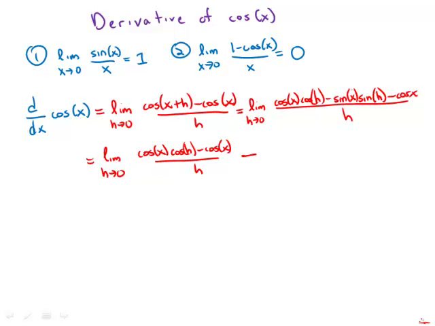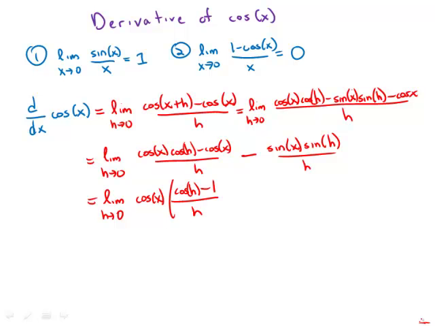Then minus, separately, we have sine x sine h over h. And then do a little factoring out. What we get is cosine x times cosine h minus 1 over h, minus sine x times sine h over h.